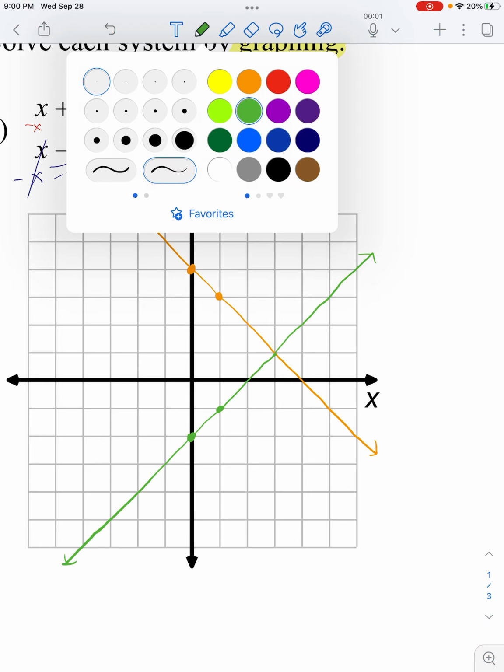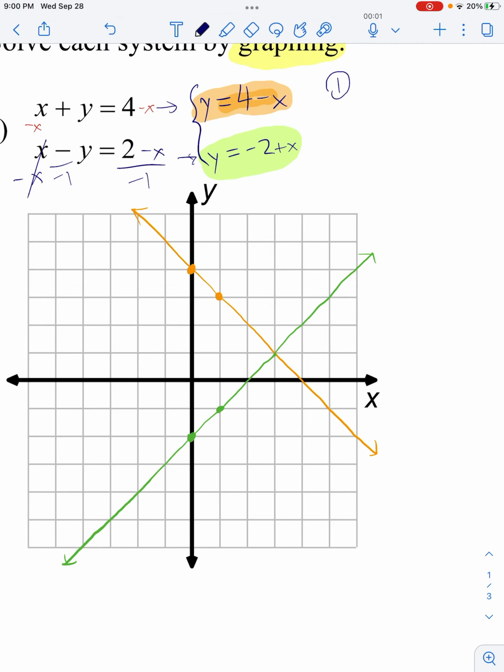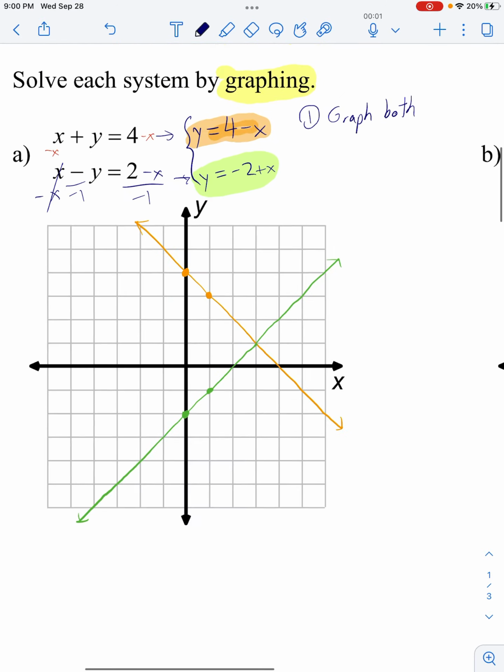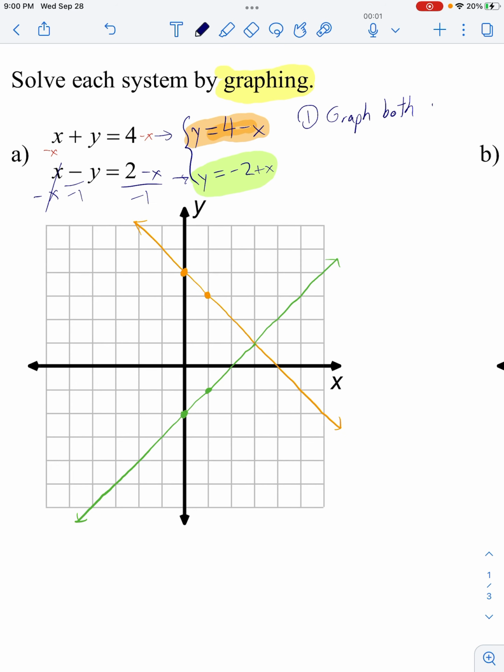So maybe let's write this down for you guys as steps. 1, graph both lines however you want to, okay? We didn't need to put both of these in slope-intercept form. We could have just plotted the intercepts. That would have worked too. So graph both lines however you want. That's our first step that we just did. And then the second step is write down their intersection point.